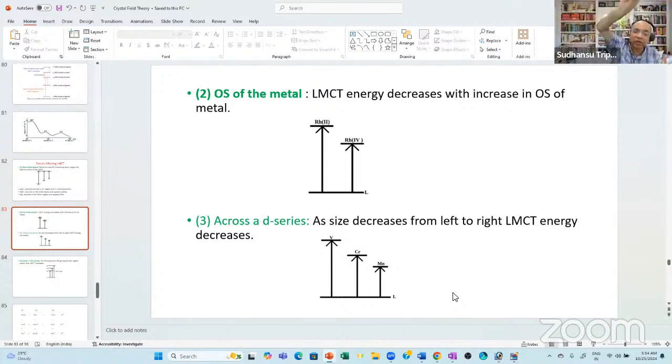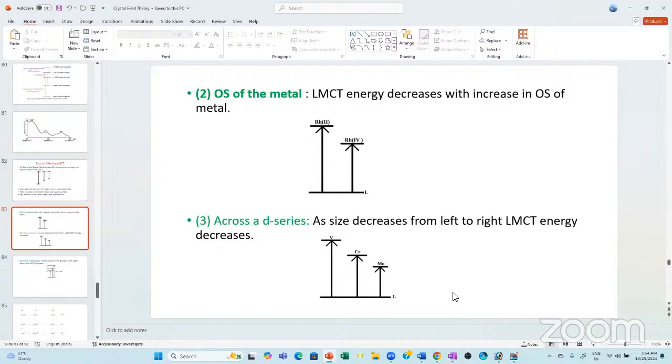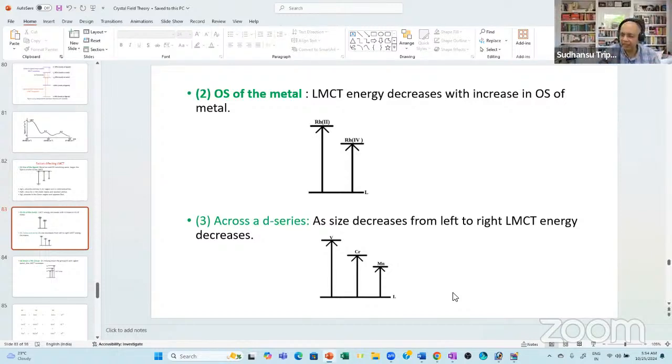For example, permanganate. Permanganate is looking purple. Purple is close to violet. We treat purple as violet because it is absorbing in the other region, the yellow region, right? What is the complementary color of violet? Yellow. Yellow region, and hence it is exhibiting the violet or purple color.